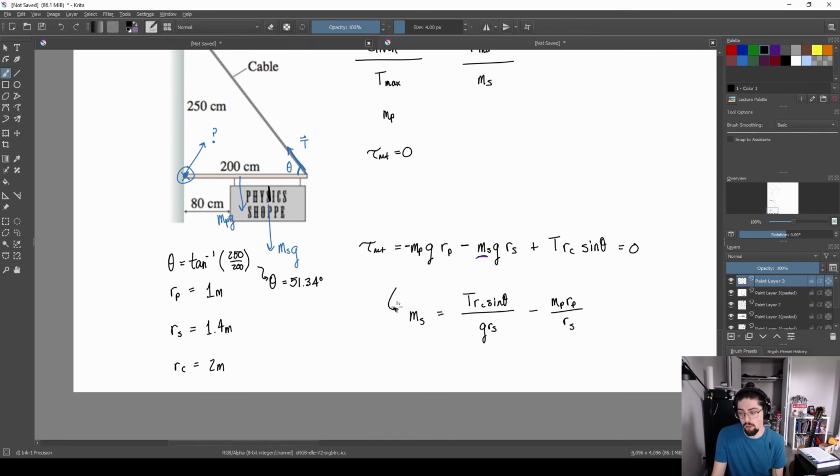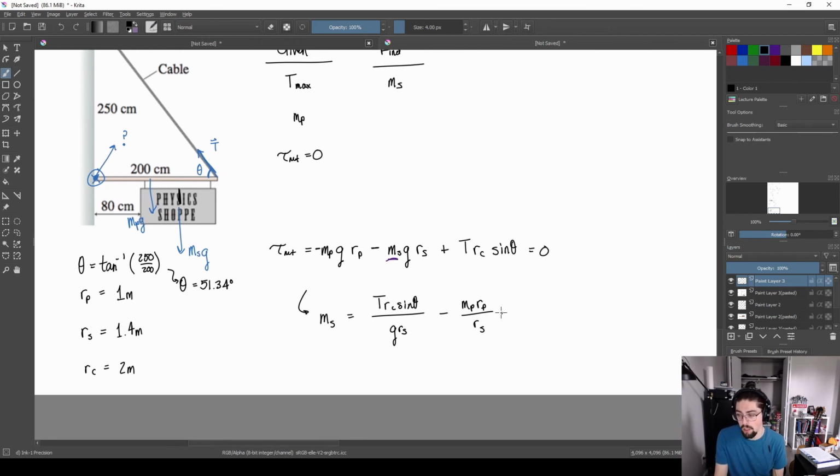But I have every single quantity in this equation at this point, right? All of these things are given to us. So when we solve all of them out, we should find that the maximum mass of the sign that we could have is 30.577 kilograms. If we go any over that, the cable will snap.